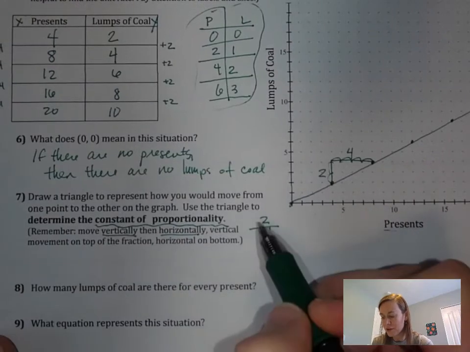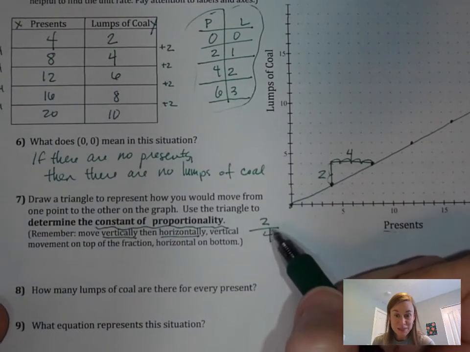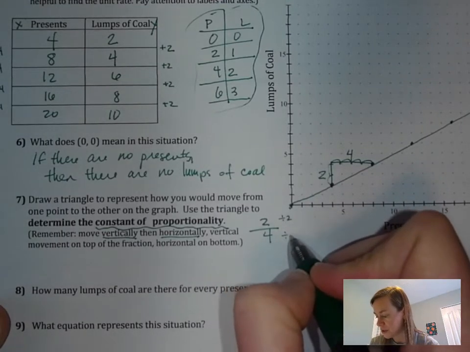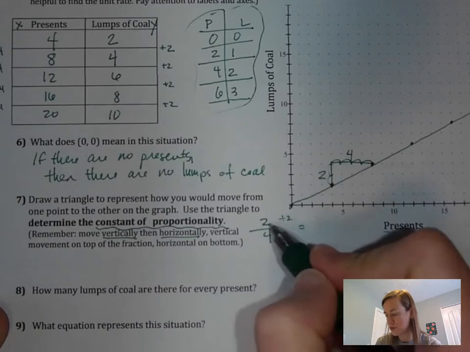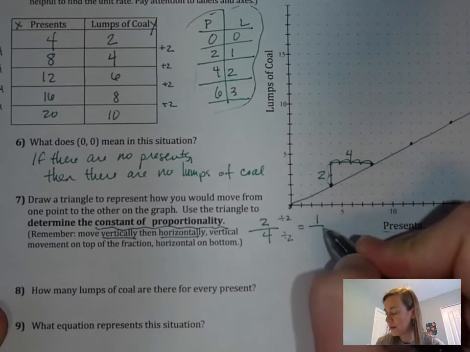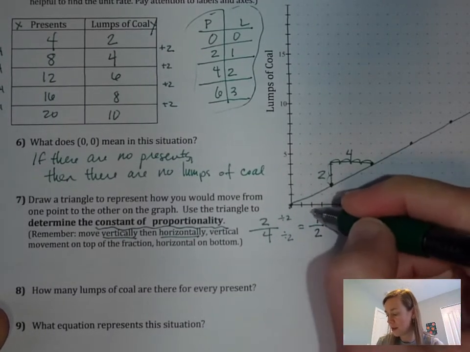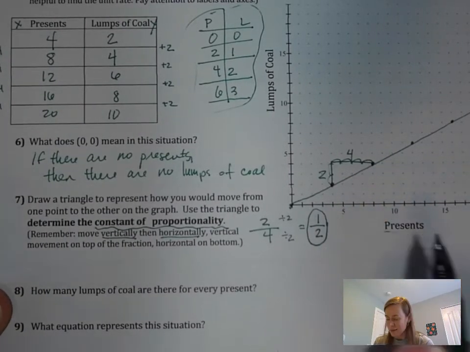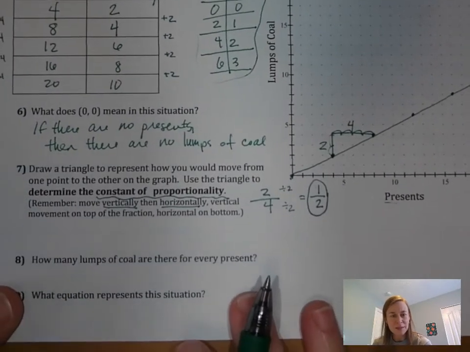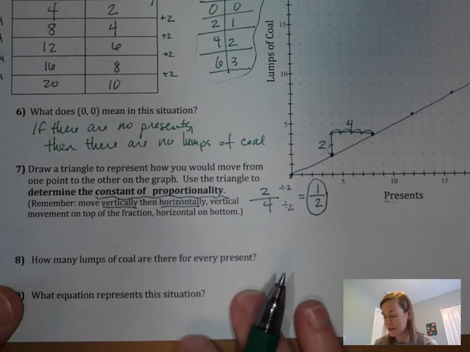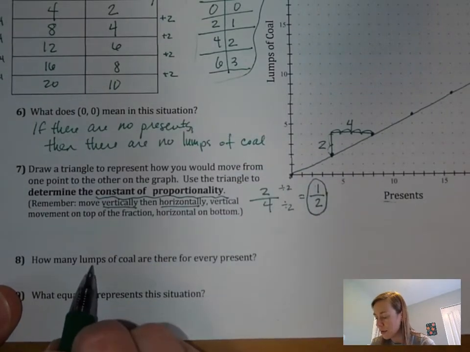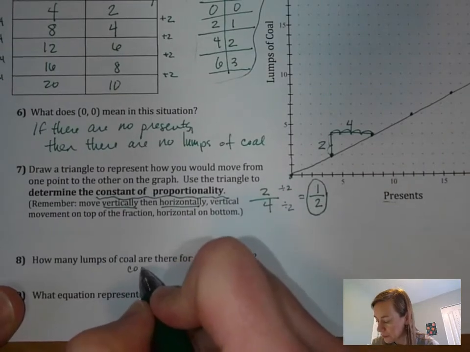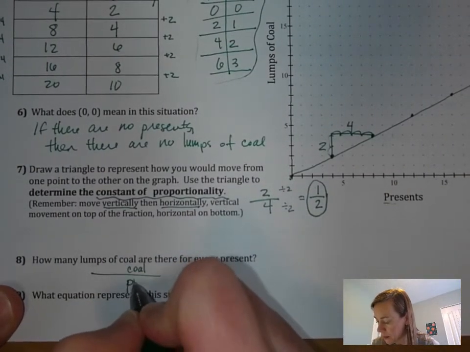Okay, so now we have our constant of proportionality, but it needs to be simplified. So 2 over 4, both of these numbers are divisible by 2. So let's just go ahead and do that. 2 divided by 2 is 1. 4 divided by 2 is 2. So that constant of proportionality is going to be 1/2. Okay? All right, going on to number 8. How many lumps of coal are there for every present? Okay, so how many lumps of coal per every present? So we want lumps of coal on top and presents on bottom.